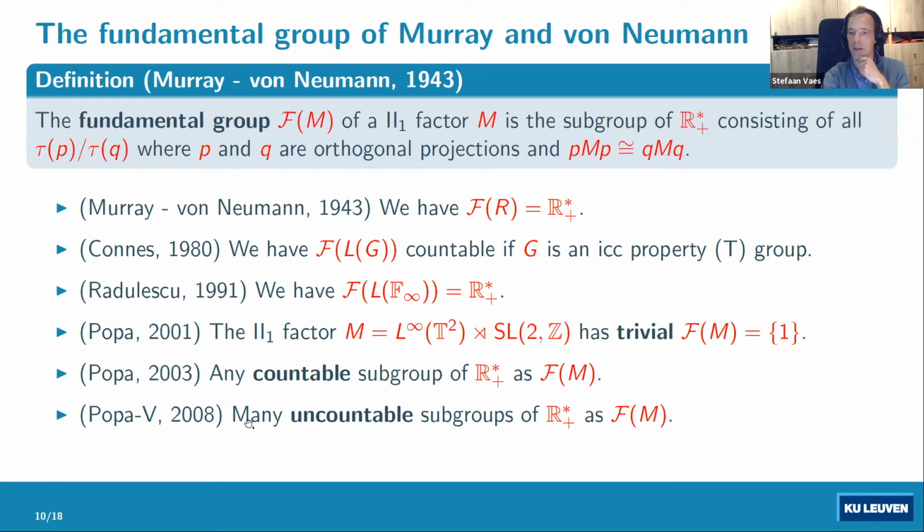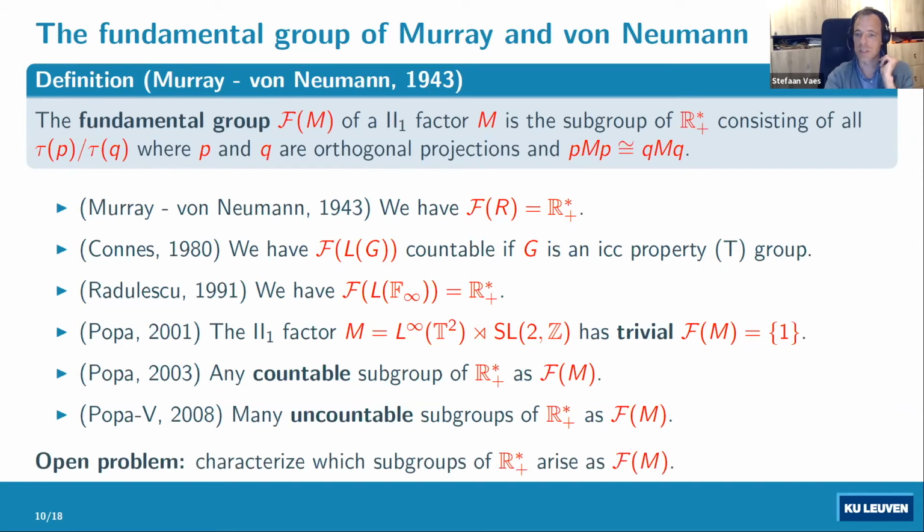And then with quite different constructions, Sorin Popa and myself could realize many uncountable subgroups as fundamental groups of II_1 factors, but acting on separable Hilbert spaces. I mean, we do stay in a very concrete setting. Now, this raises a very interesting descriptive set theory problem, namely, it's wide open to characterize which subgroups of R plus can arise as fundamental groups of II_1 factors that act on some separable Hilbert space.